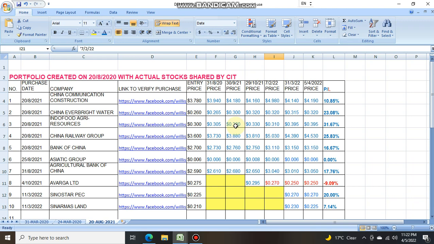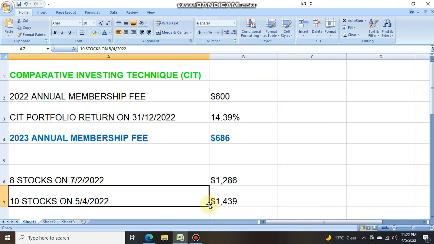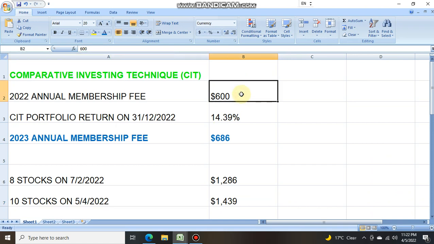Alright, so how are we going to price our CIT membership fee? Basically we have done up a table to share with investors. Currently we are charging $600 for 1 year for this 2022 annual membership fee.